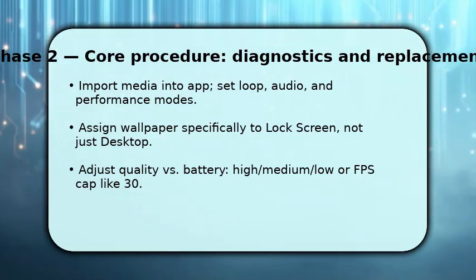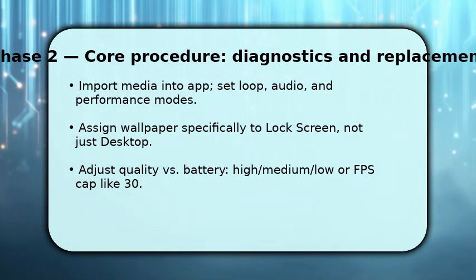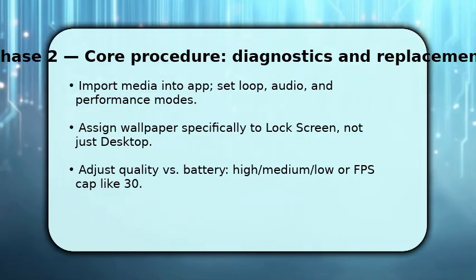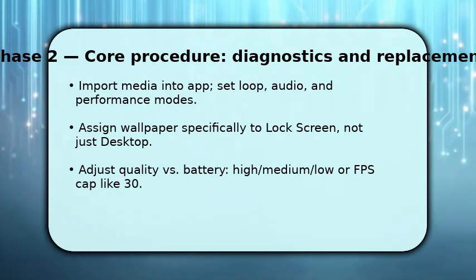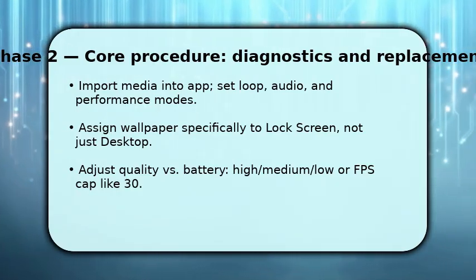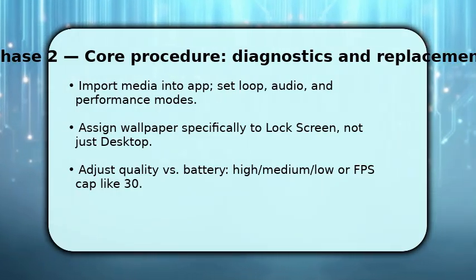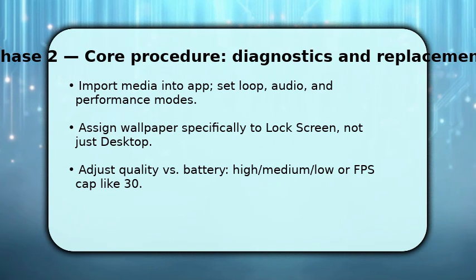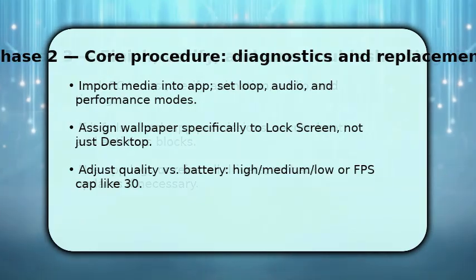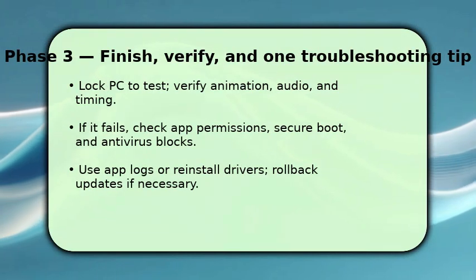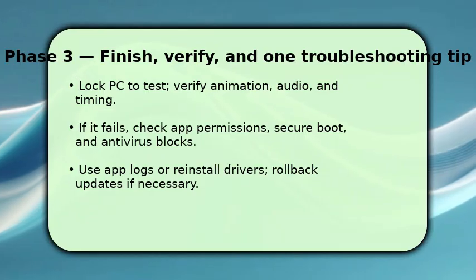Then adjust quality settings. Pick high for visuals or medium/low and cap FPS at 30 to save resources. While you configure, test with the preview button. Observe CPU and GPU usage to ensure smooth animation without compromising everyday performance. You're almost done. Lock your PC to confirm the animation appears and that audio behaves as expected.